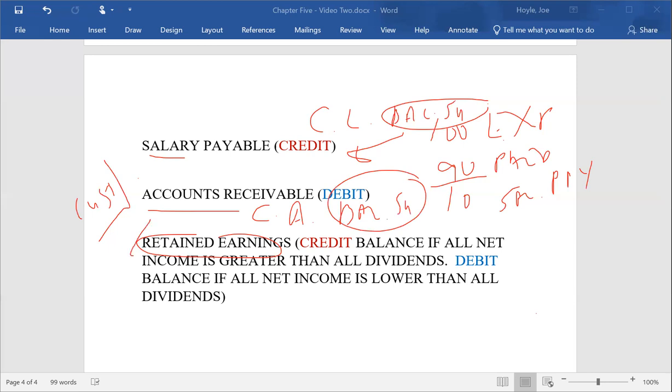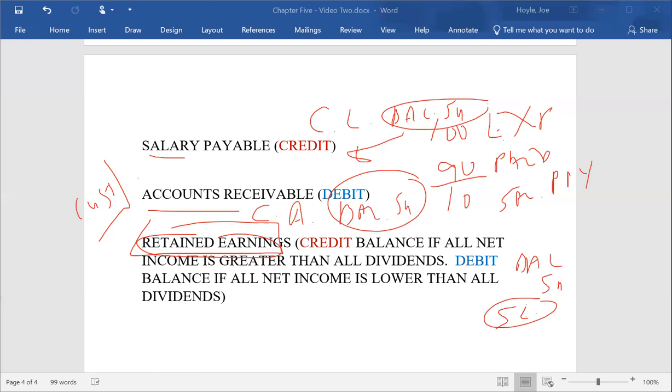And finally, retained earnings. Retained earnings is computed in the statement of retained earnings. And the statement of retained earnings is the beginning balance for that year, plus the net income, minus the dividends you've distributed to your owners that period to get the ending retained earnings as of the balance sheet date. That figure then is reported on the balance sheet, within the stockholders' equity section of the balance sheet.